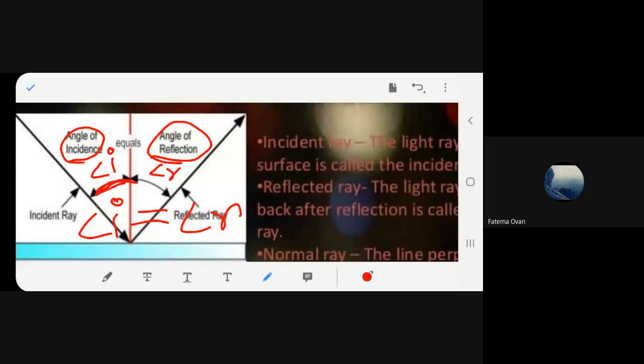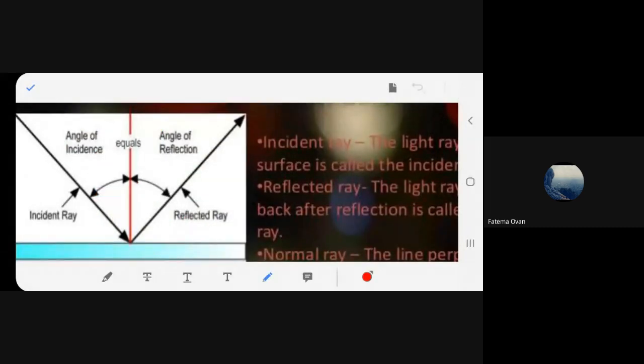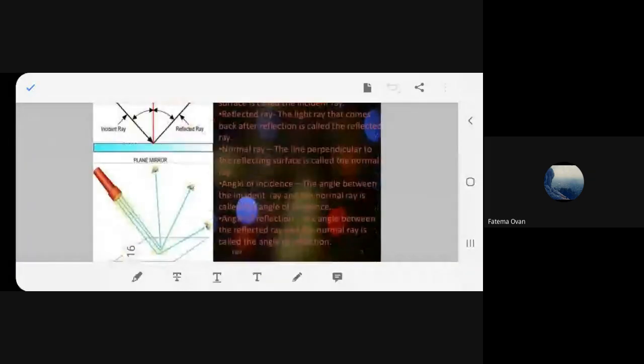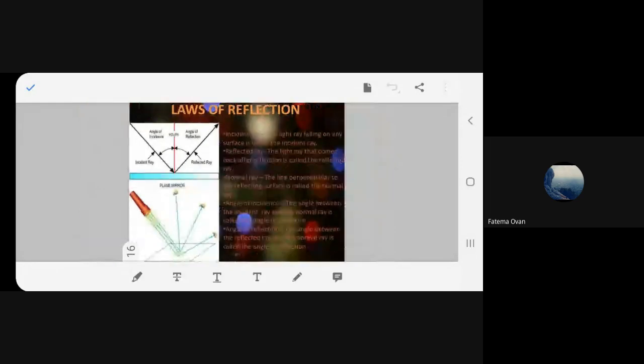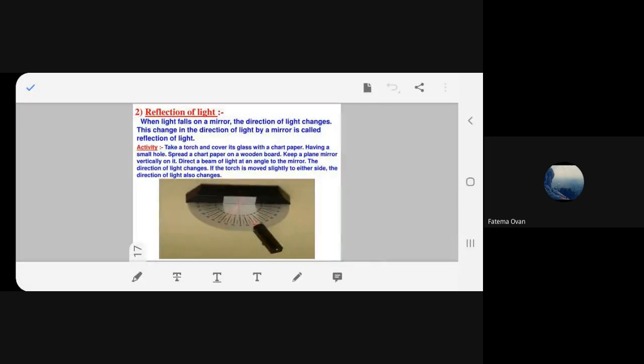This is the first law. The second law suggests that the incident ray, the reflected ray, and the normal are on the same plane. Agree? Yes, ma'am. Okay, fine. So these are the two laws that we have done. What have we learned here? Incident ray, reflected ray, normal ray, angle of incidence, and angle of reflection. I've taught you everything, and I've given you the laws also.